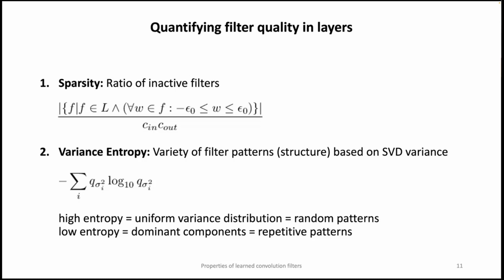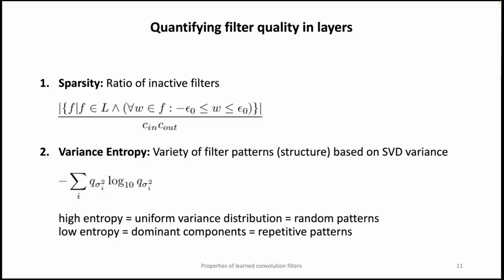The first one is sparsity, and that simply counts the number of inactive filters in a convolution layer. Basically, we determine a filter as inactive if all the weights in that filter are below a certain threshold. And the second metric that we have is variance entropy. It captures how different the filter patterns are.